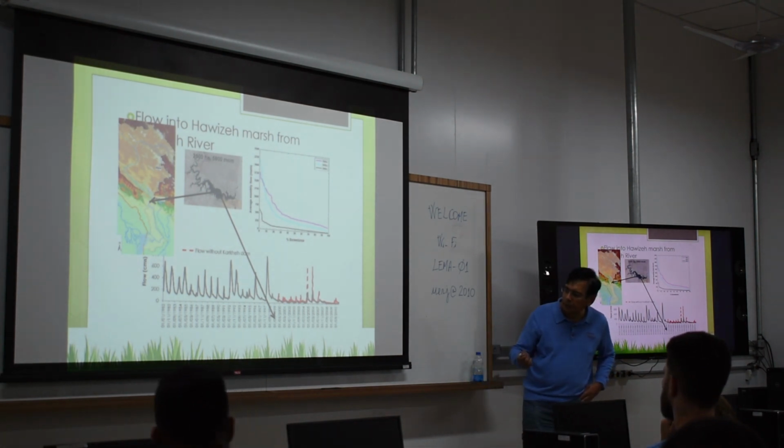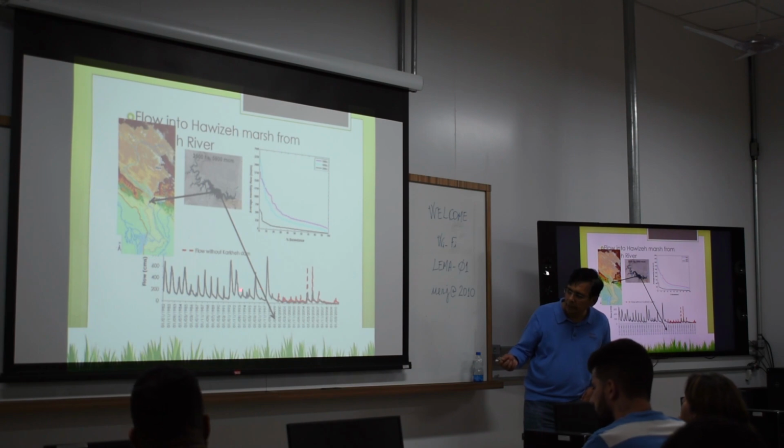And this is what used to be the flow on the Iran side. After they built the dam, it's almost completely gone.